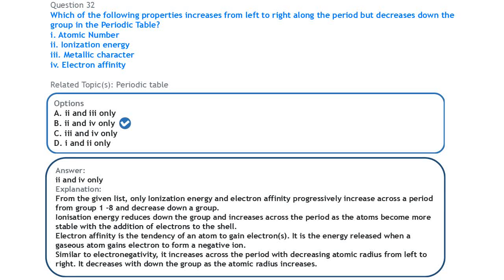So ionization energy increases from left to right along the period, but it decreases down the group. Electron affinity is the tendency to accept electrons. As you go from left to right, the tendency increases until you get to group 7. The group 7 elements, those are the halogens, have the highest tendency to accept electrons.